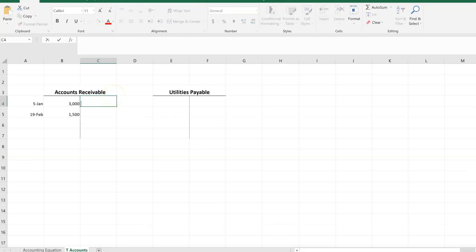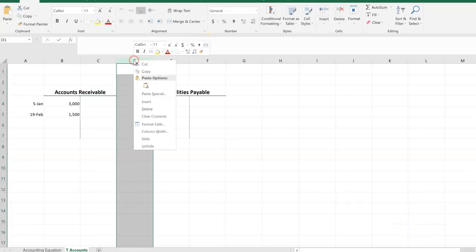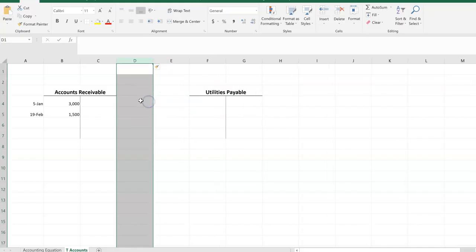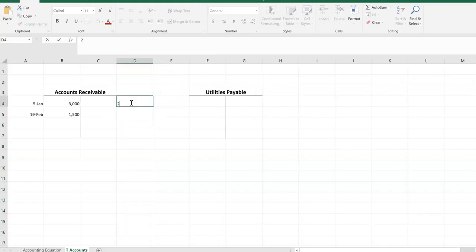oops, sorry, I should actually add a column here. On February 20th, we receive payment. The customer that owes us $3,000 paid us $2,500. So that's almost paid off. And this February 19th is still outstanding.